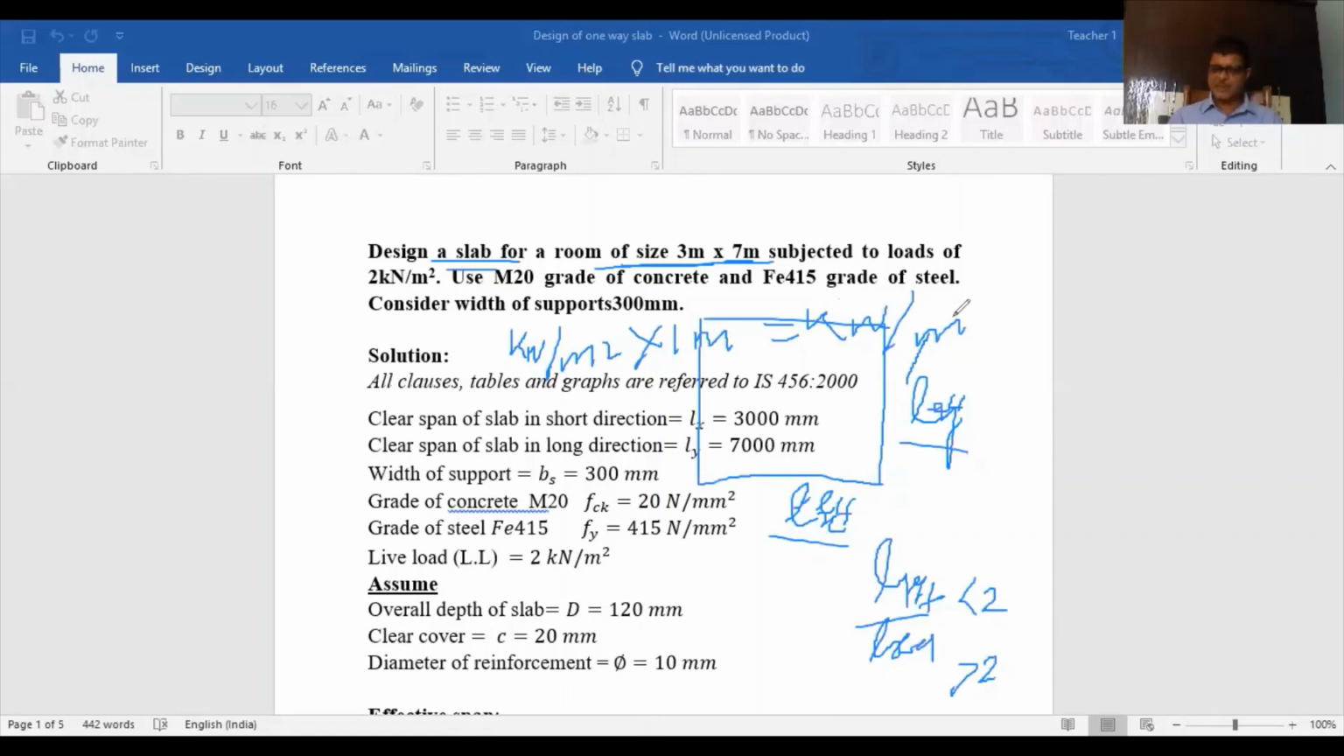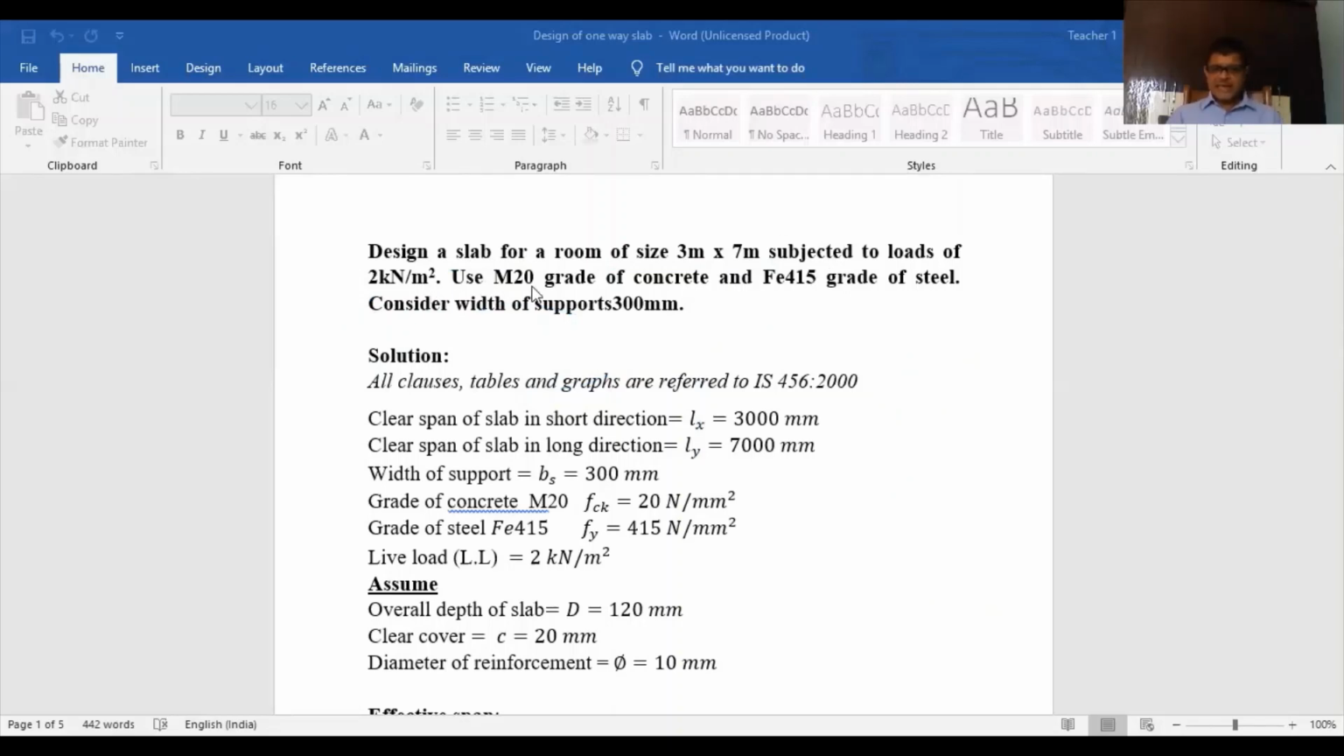The loading in kilonewton per meter square means that 1 kilonewton load is coming on an area of 1 meter by 1 meter. If it is 1 meter this side and 1 meter this side, and you put 5 kilonewton per meter square, it means 5 kilonewton load can be put on this area. This is the meaning of intensity of loading.